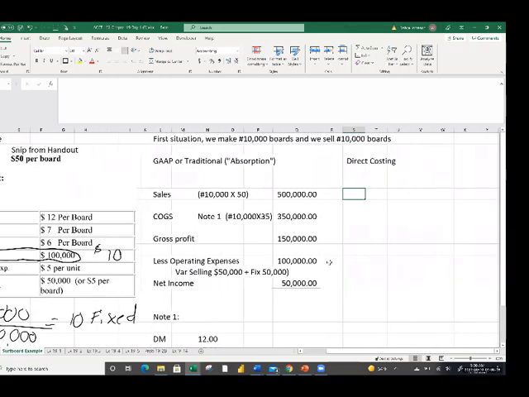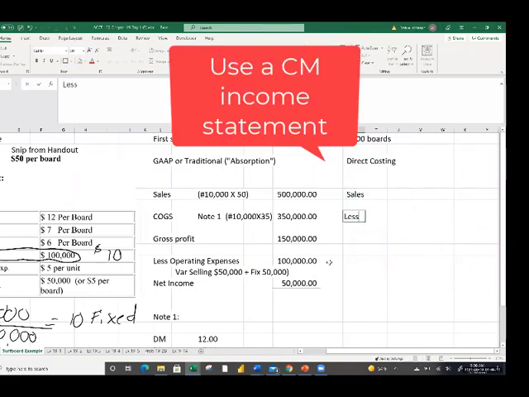So we're going to change the way our income statement looks. We're not going to use that traditional costing. We're going to take our sales and take out our variable costs, and that'll give us this all too familiar contribution margin, which you guys did an awesome job on your test, understanding the importance of that concept. I was so happy. And then we're going to take out our fixed costs, and that's going to give us our net income.